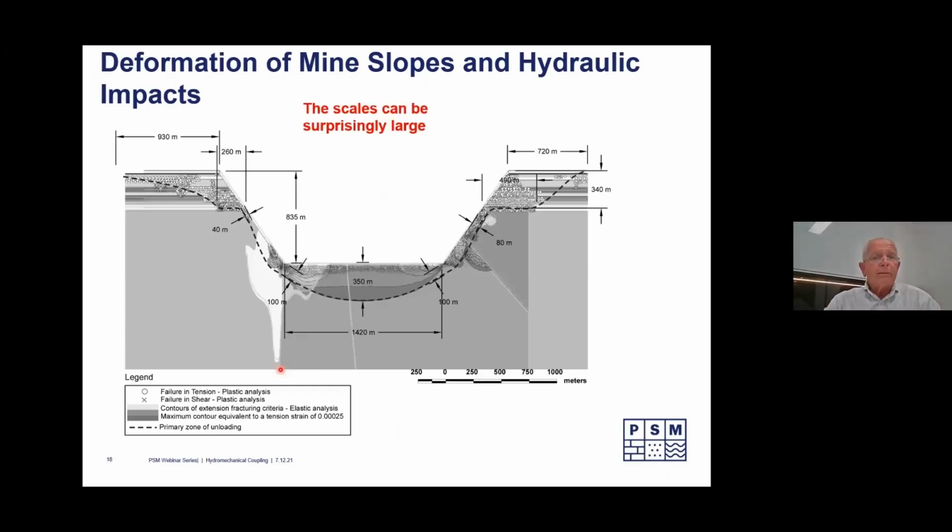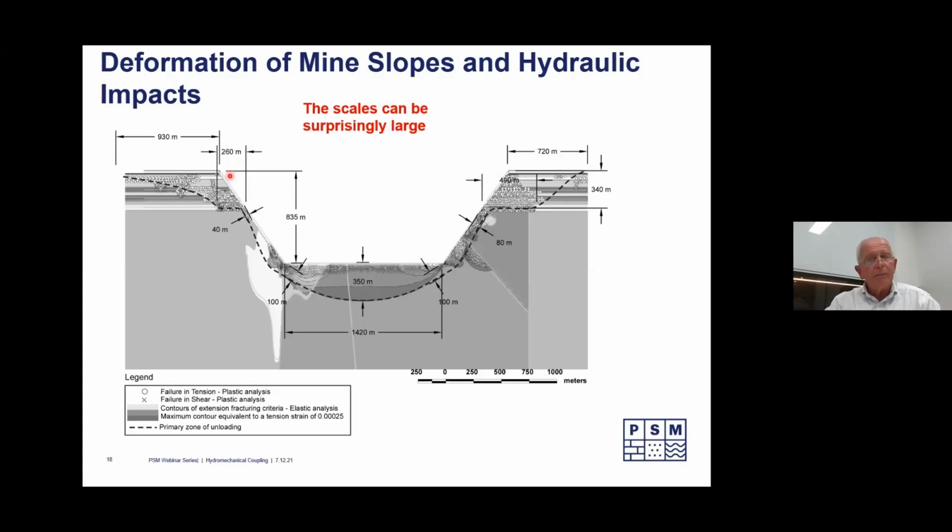Now, the impacts of excavating materials can be very large. People often don't realise how large they can be. This is an example of some modelling we did for a very large excavation, 800 metres deep. But the deformations, the distance they've changed, is up to 700 or 900 metres away from that excavation. So don't ever be fooled and think things are just happening very close to the excavation.